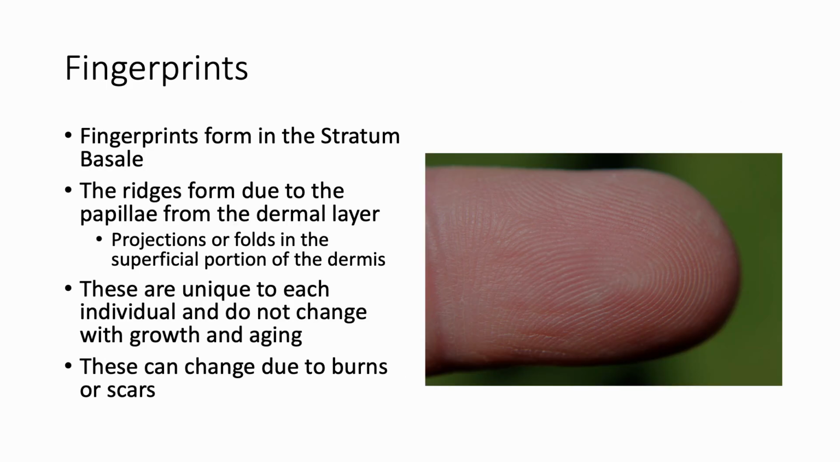Now, if you look at your fingers, or if you've ever had your fingerprint taken, we know that we have these ridges, and we know they're unique to each individual. The fingerprints actually form in the basal layer, stratum basale. However, the actual ridges are due to the dermal layer underneath. Remember, we talked about the papillae that form that wavy pattern, and that's what the epidermis attaches to. So it's these projections or folds in the dermal layer that cause the fingerprints. So can they change if you get a burn or a scar? They can, right? But it has to be deep enough that it affects that layer.